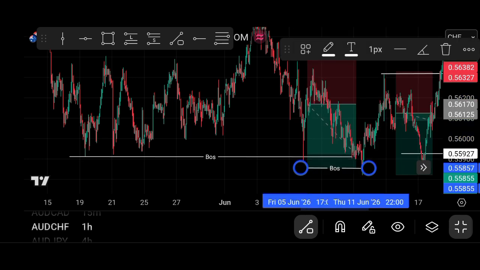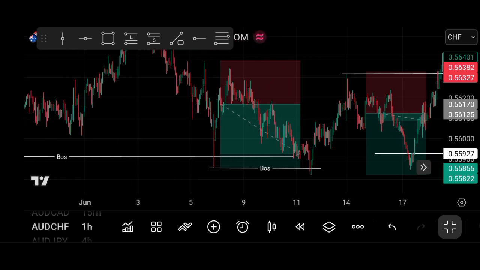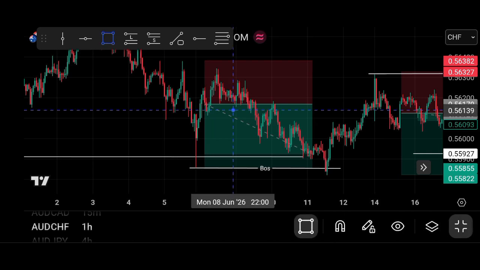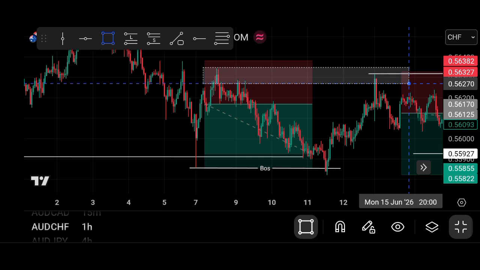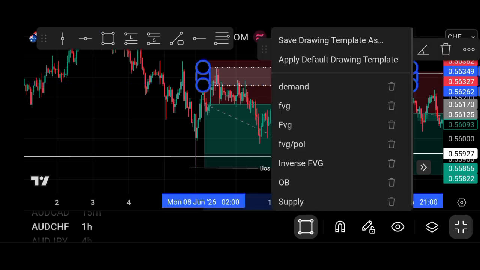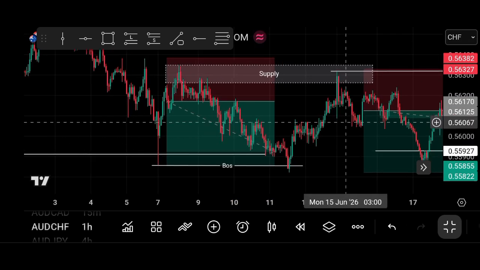This line here, you know our rule: when you see a break of structure to the upside or downside, you look for the topmost bullish or bearish candle and draw your rectangular box. Basically that will take us here. So this was the supply area as of then. Supply. In this case, the supply area was here.